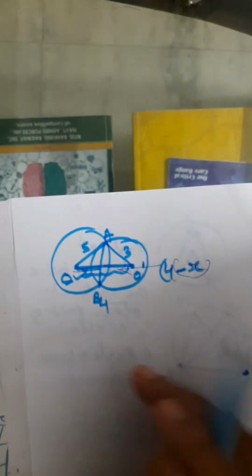For that, first let's consider this part to be x, and the remaining part will be 4 minus x, as the complete distance is given. If I consider this part to be x, this part will be 4 minus x. So here we can apply Pythagoras theorem. Label it: let the chord be AB, the centers be O and O dash. This part is x, this part is 4 minus x. Now how are we going to solve it? So let's move with that part.